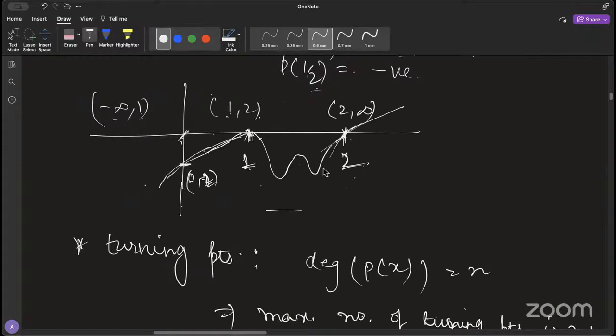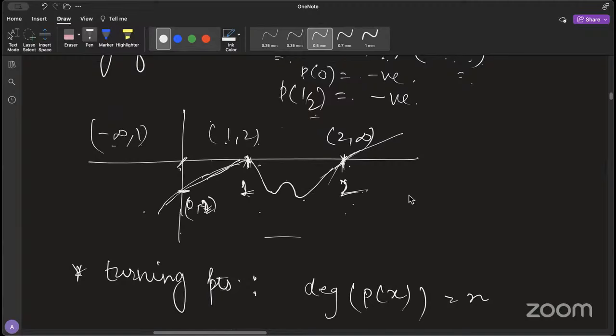Can you have this thing? Because if you go like this, you only have 2 possibilities. Either after taking the turn, you go like this, or you change it and you don't go like this. You go back and then go like this, right? So here it will be 1, 2, 3, and 4 turning points. That's also a possibility, right?